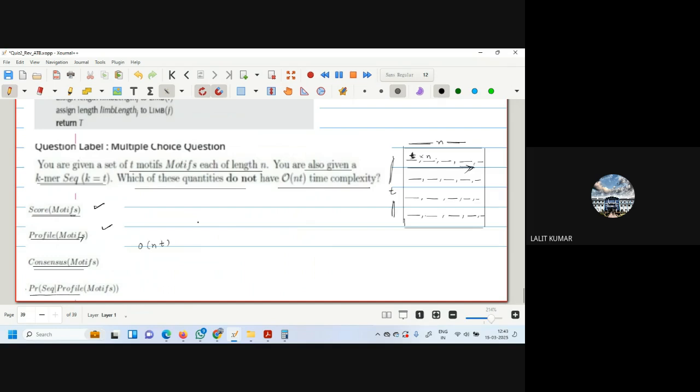The probability of the sequence to the profile of motifs we have to do for the entire sequence, and this will become N square T. So this is the only one which is not matching. Everything is matching.